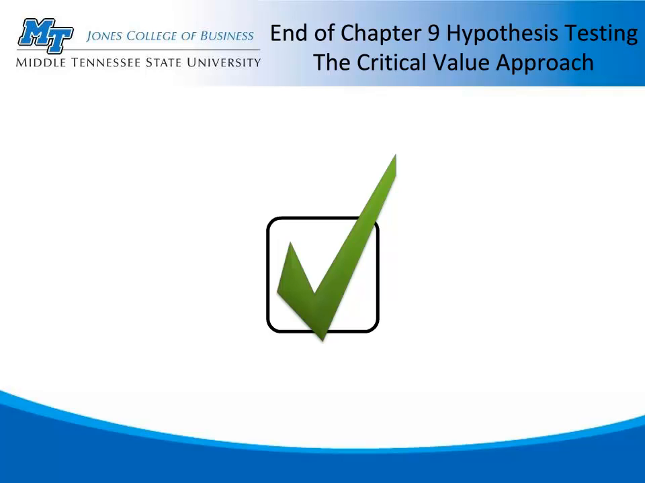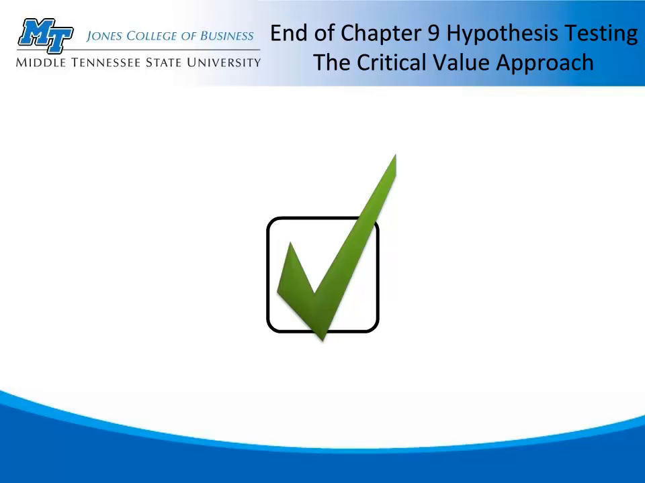All right, in this presentation, you were introduced to the critical value approach. We also went back and reviewed the p-value approach. You have two ways that you can do a hypothesis test. You can do it based on the p-value. You can do it based on the critical value. Now, when you have a z, either way is fine.